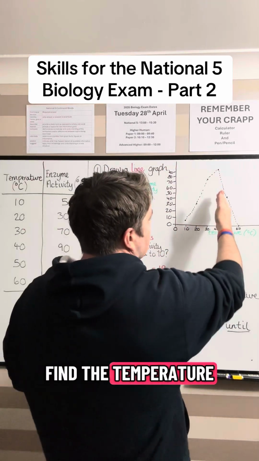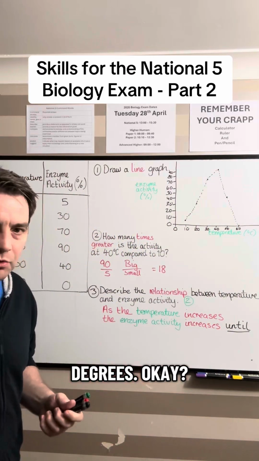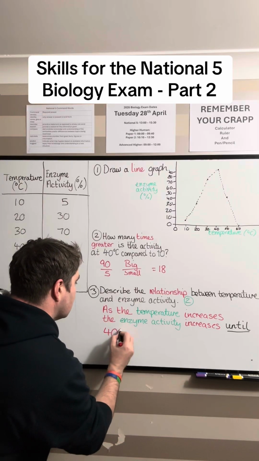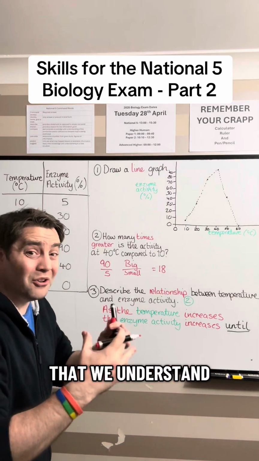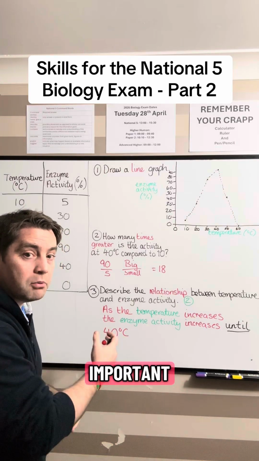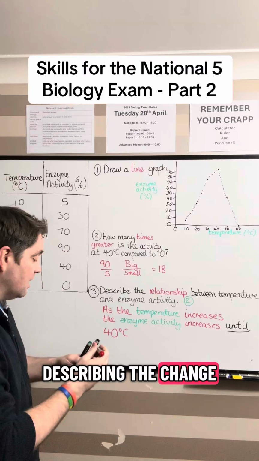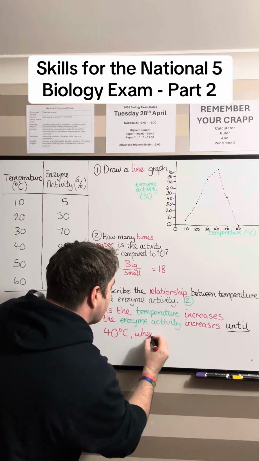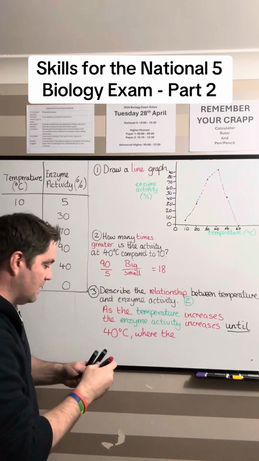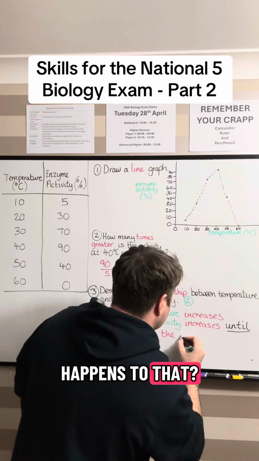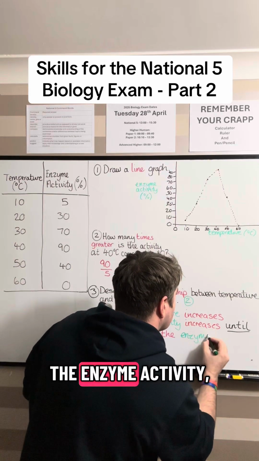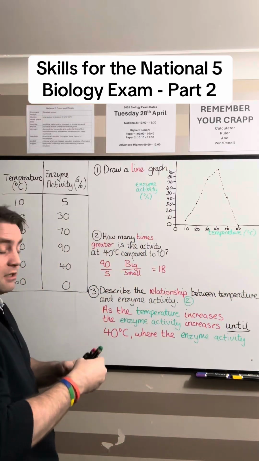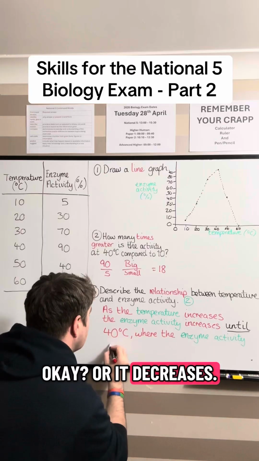Now, we're going to find the temperature where it all changes, which is 40 degrees. So we're going to say until, and then in our answer we're going to write 40 degrees. Now, by putting a value in, we're showing the marker that we understand where the change has happened. So it is important you use a value when you're describing the change in a relationship. So, until 40 degrees, the enzyme activity, what is happening to it there? It starts to decrease, or it decreases.